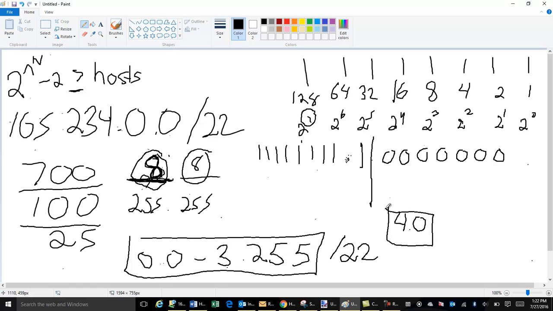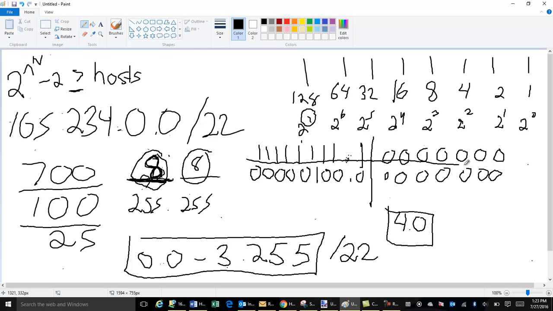So what I like to do is draw out what 4.0 looks like. So 4.0 would be, so this number here now is 4.0. That is my network ID for my next range. Then what do I do? I make my right hand side ones to get my broadcast.